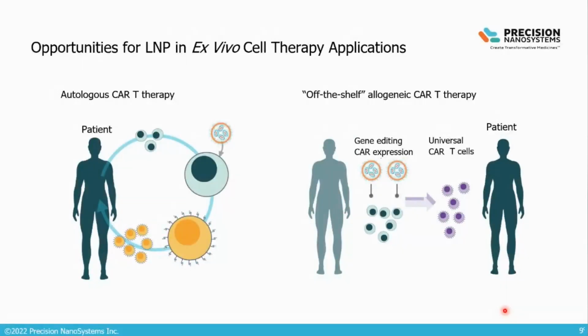On the left here is a straightforward delivery of, for example, a construct using LNP, which is kind of reminiscent of an autologous cell therapy. On the right here, this is a more multiplex or sequential gene knockout followed by a gene delivery. This is more reminiscent of perhaps an off-the-shelf or allogeneic cell therapy. And you see data from Rika giving examples of how LNPs can be utilized in both these applications and a combination of these applications.